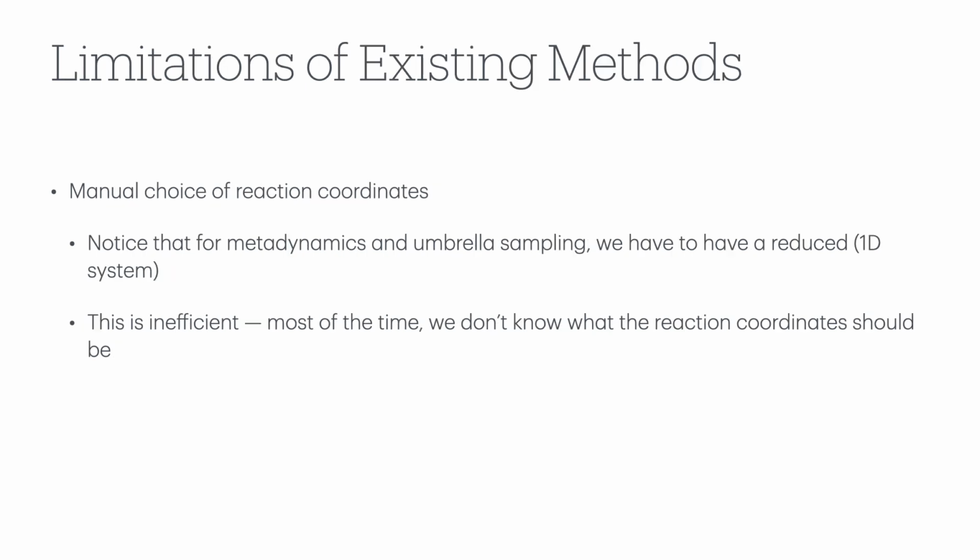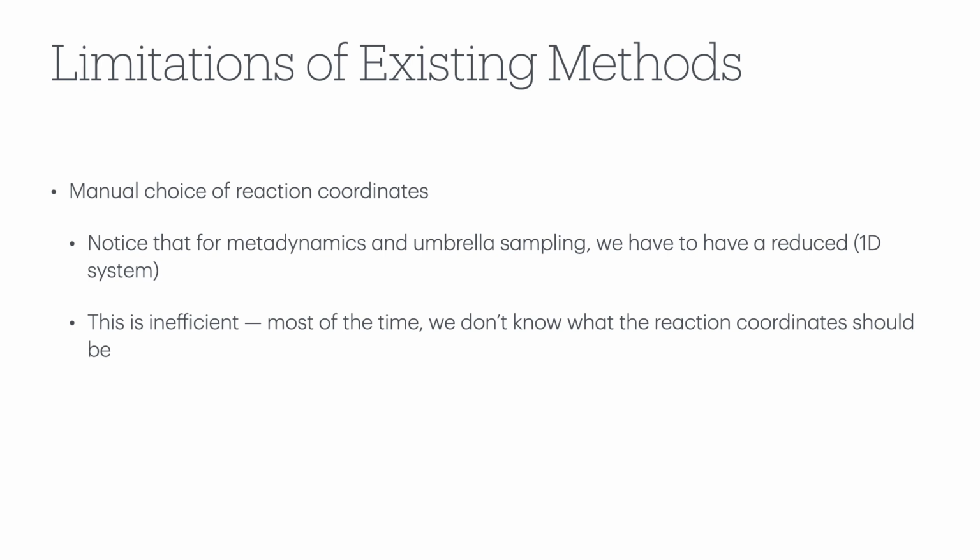So what are the limitations of the methods? Well, there's a manual choice of reaction coordinate, right? So for metadynamics or for umbrella sampling, we have to choose this reaction coordinate that we're sampling along. That's not an easy task.